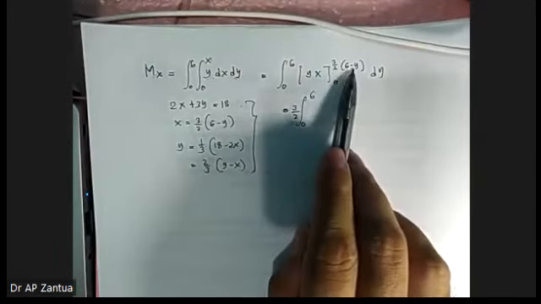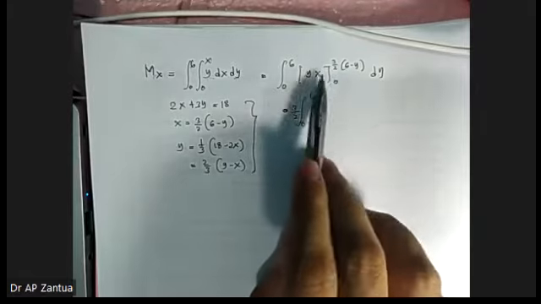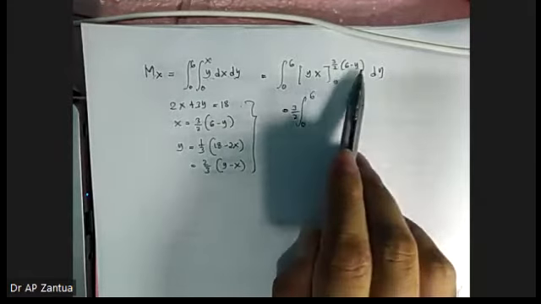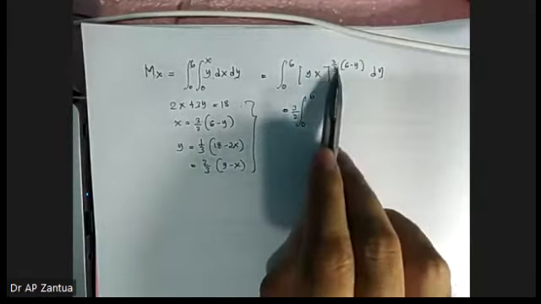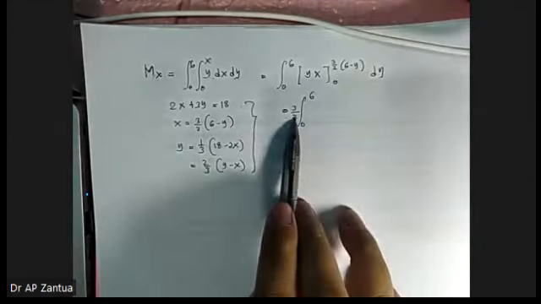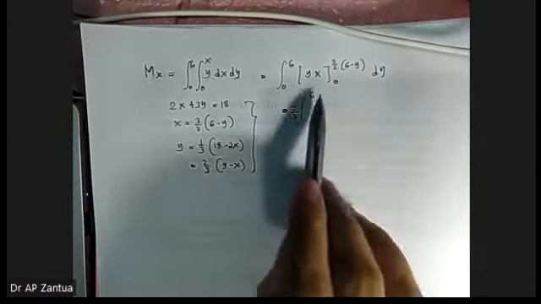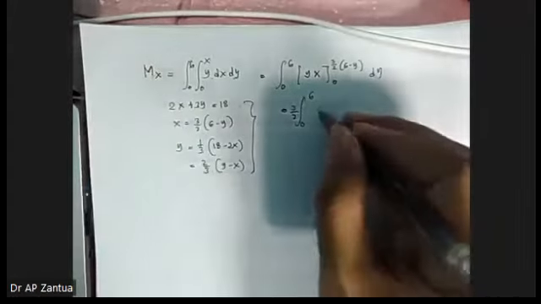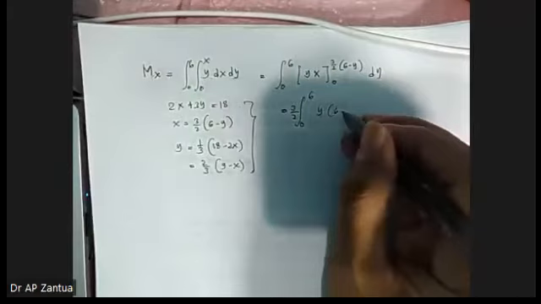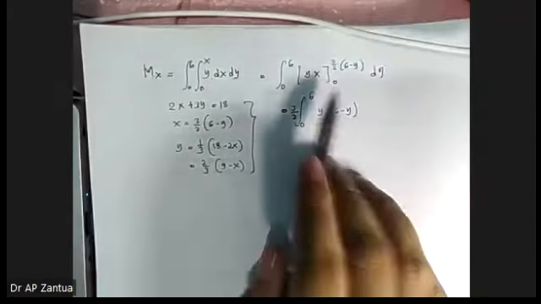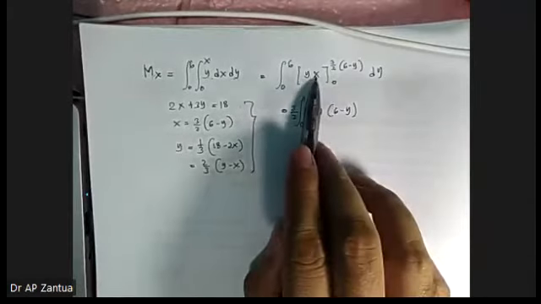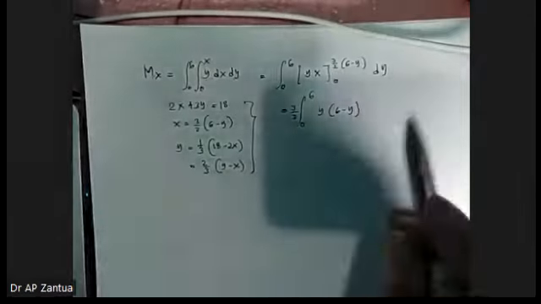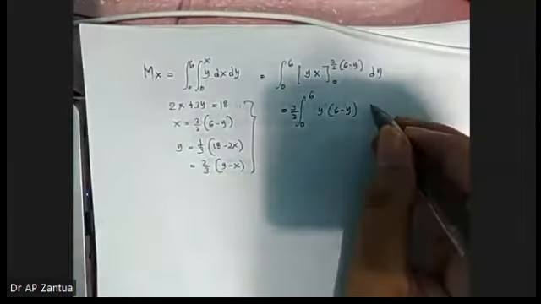Therefore, substitute that to x. 3/2 is a constant, and then 1 minus... no, y times (6 minus y). If you substitute 0 to x, y times 0 is 0. So it will become like this.